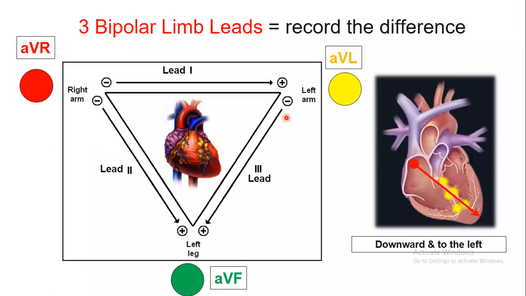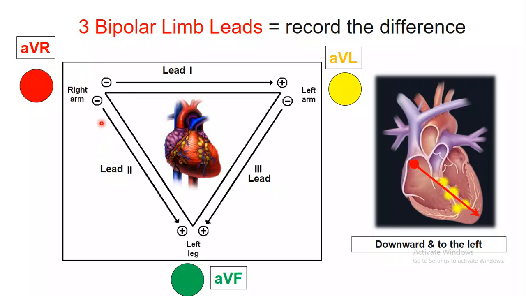What about the rest of the 3 limb leads? They are called bipolar limb leads, which simply record the difference between these unipolar points. So we have lead 1 that records the difference of electricity between right arm and left arm, and we have lead 2 that records the difference of electricity between left foot and right arm, and we have lead 3 that records the difference of electricity between left arm and left foot.